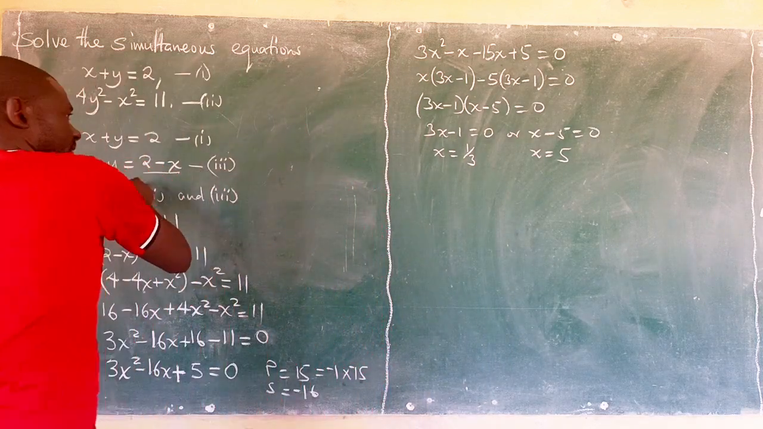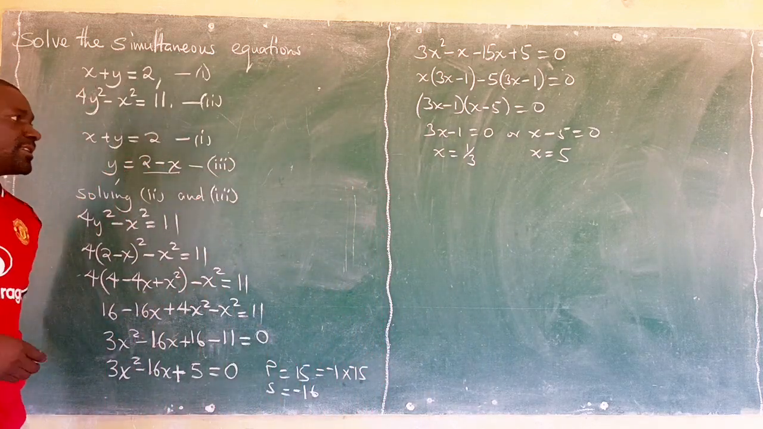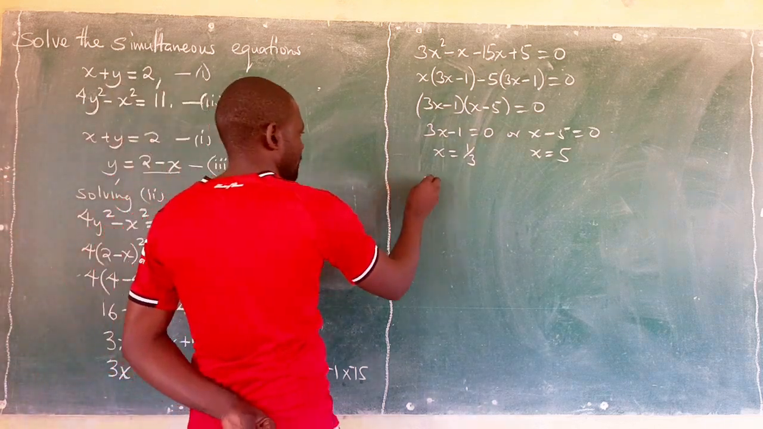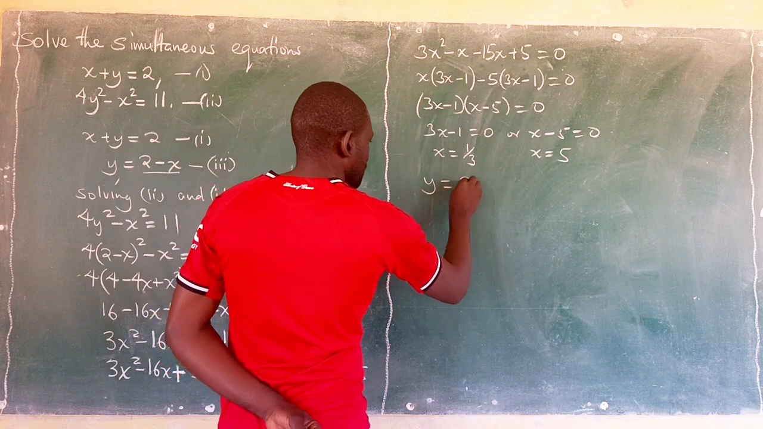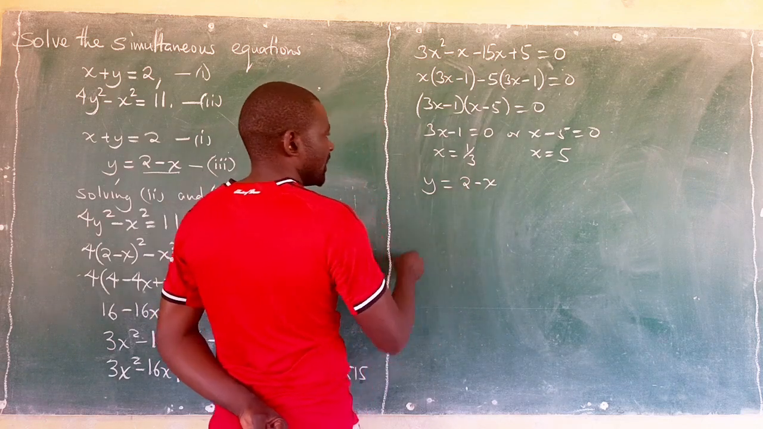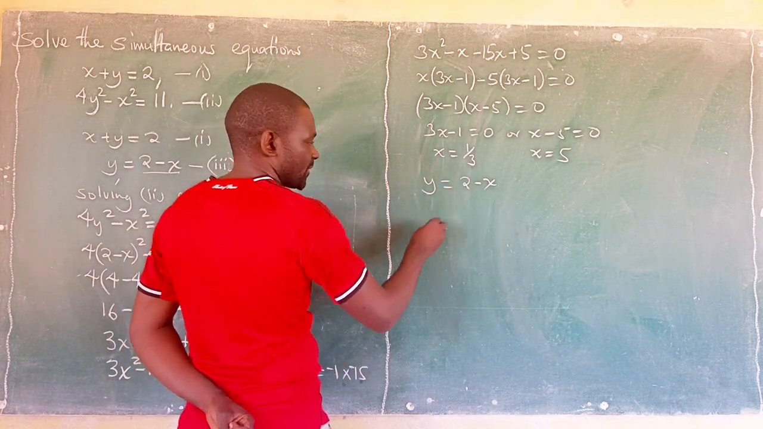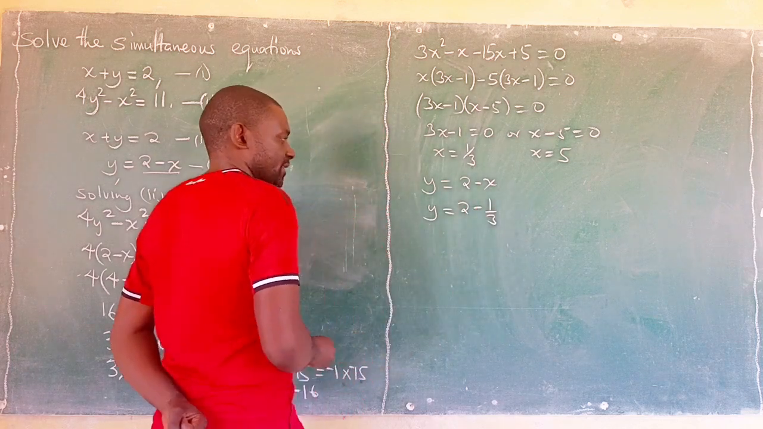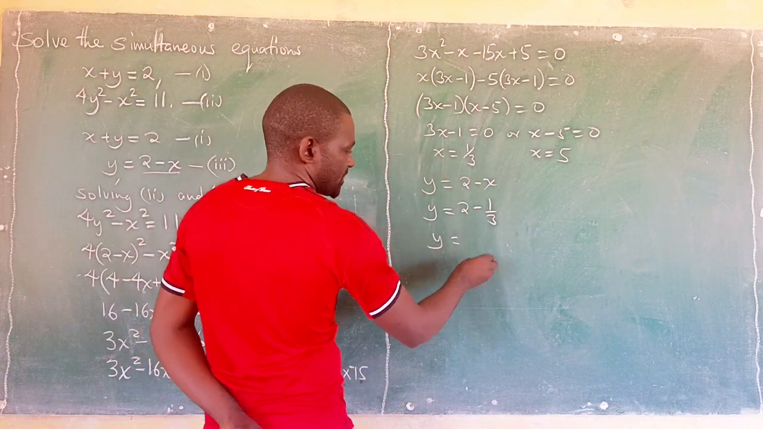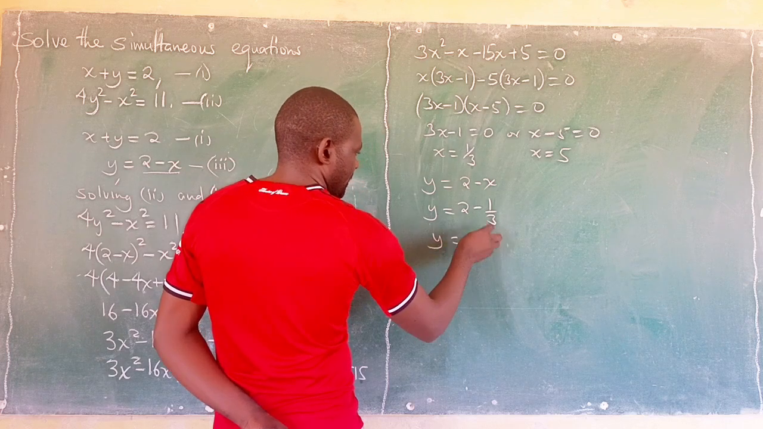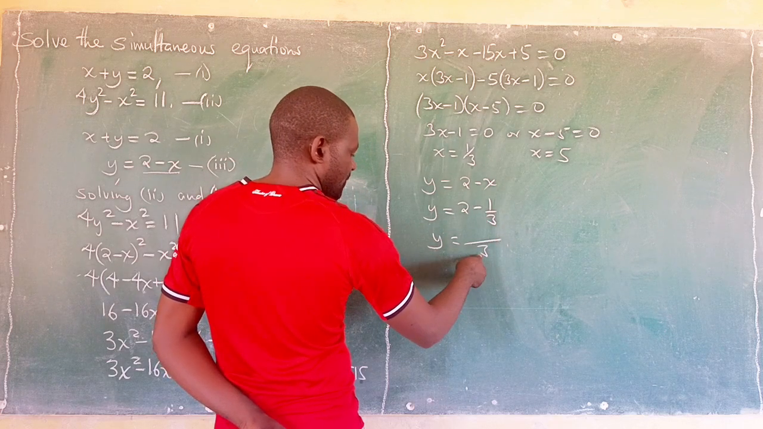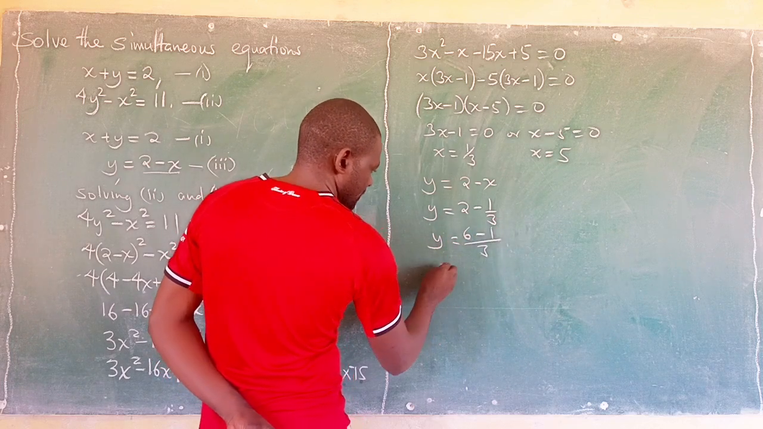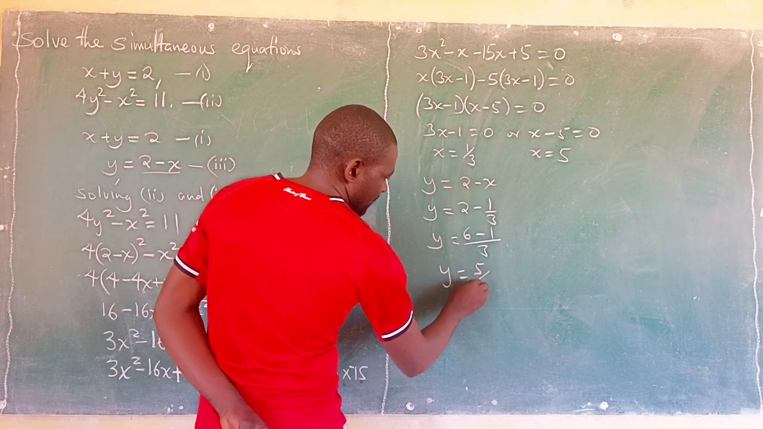Then we can now pick this one. We have gotten the x values. We need to also get the y values. So if we pick it from here, we can say y is equal to 2 minus x. And then when x is equal to 1 over 3, y will be equal to, then put 1 over 3 there. So the common denominator is simply 3, and then that is 1 into 3, that's 3 times that, 6 minus 1. So that simply gives us 5 over 3.